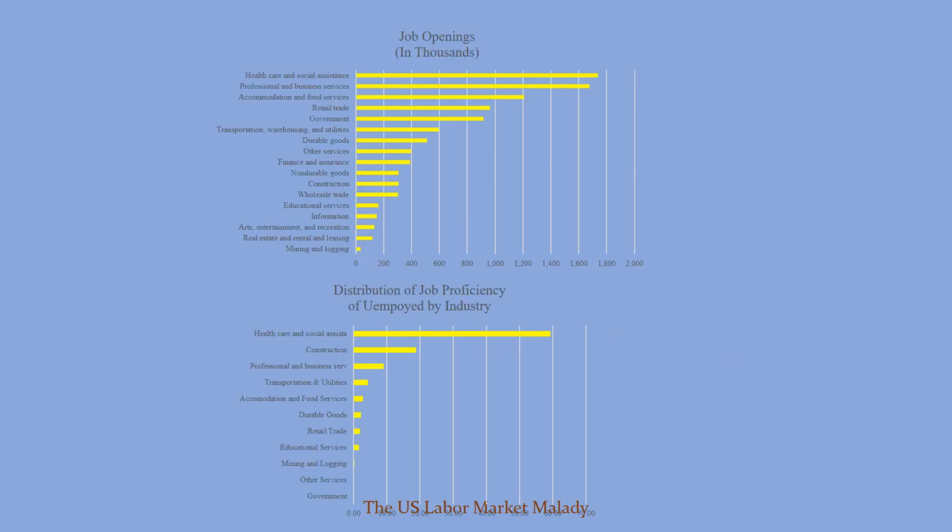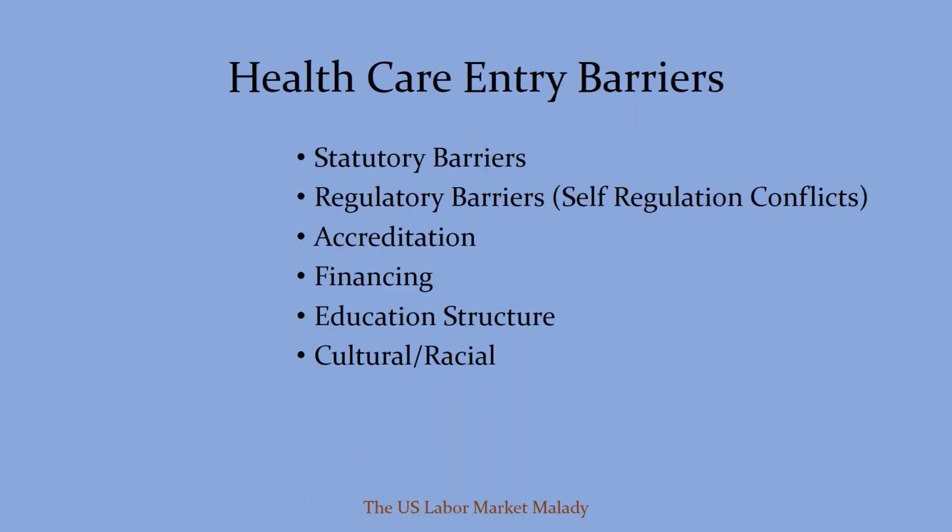On this page, the top graph shows the distribution of job openings by industry. The bottom graph shows the results of our multivariate model that predicts the industry where each unemployed individual would be most proficient. The healthcare industry has the highest number of openings, and also the most unemployed who have their highest proficiency in healthcare. Then the question becomes, why aren't the unemployed filling these job vacancies in the healthcare sector? The answer is that there's a multitude of healthcare entry barriers.